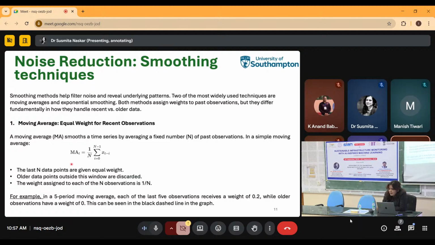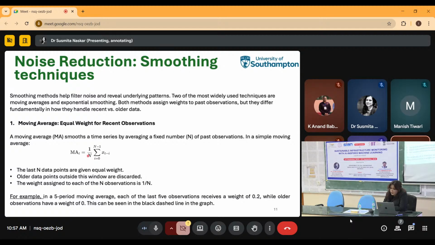So we can see that there is a lot of underlying trend, and that is where we can use this kind of smoothing method. In the smoothing method, we take the last n points. If you look at this particular equation here, this is the equation for the moving average, and this process is mainly the smoothing method. In this equation, the last n points each get the weight 1 by n.